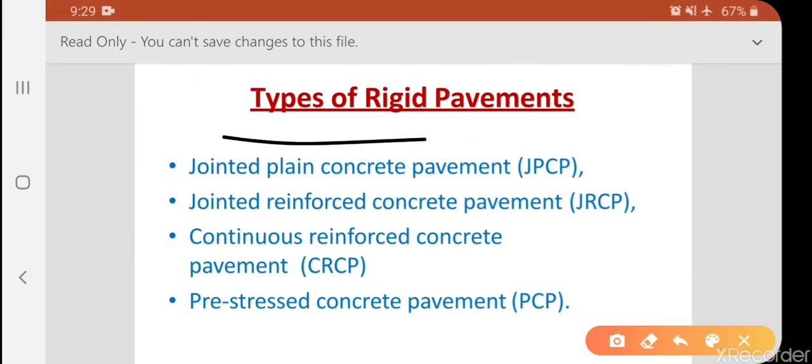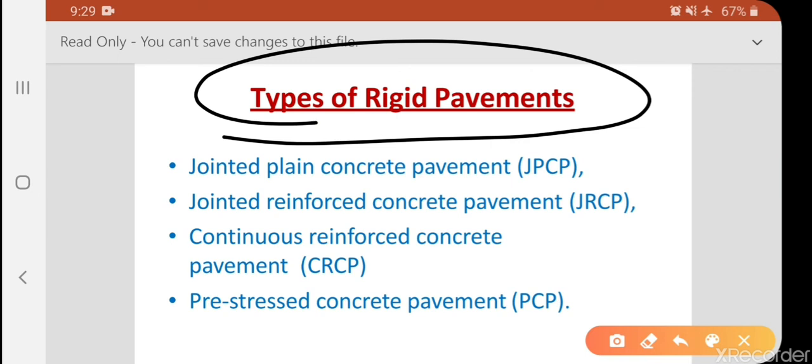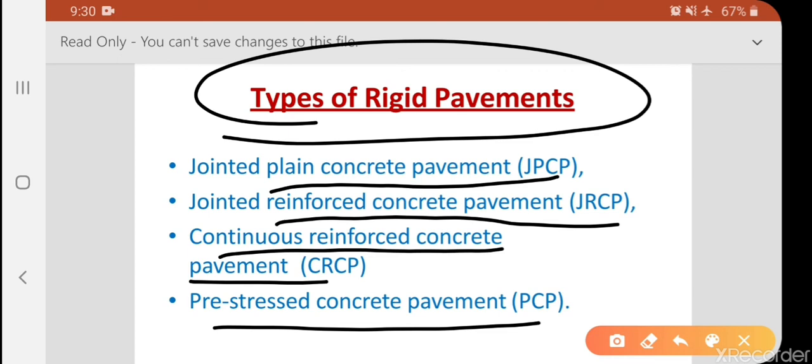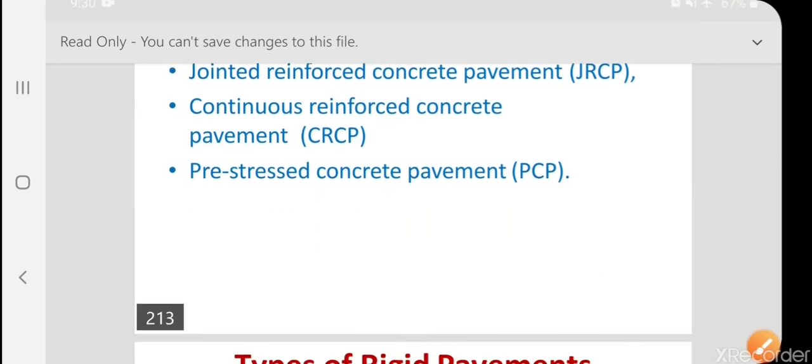Next, types of rigid pavements. In the flexible pavement, we learned around 3 types. Here we are learning around 4 types: jointed plain concrete pavement, jointed reinforced concrete pavement, continuous reinforced concrete pavement, pre-stressed concrete pavement. As the name indicates, in jointed plain concrete there will be no reinforcement. Here there is reinforcement. This is the difference between jointed plain concrete pavement and jointed reinforced concrete pavement. And the third one is continuous reinforced concrete pavement.